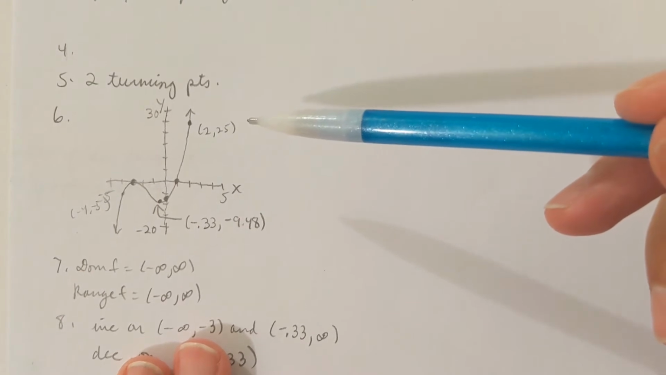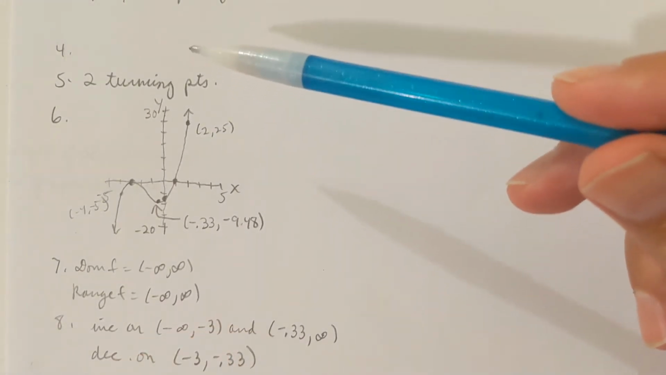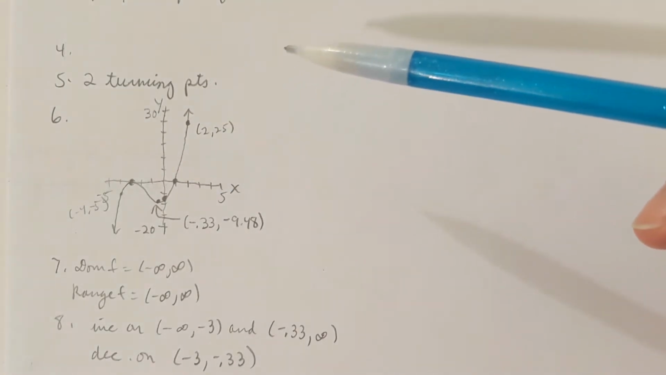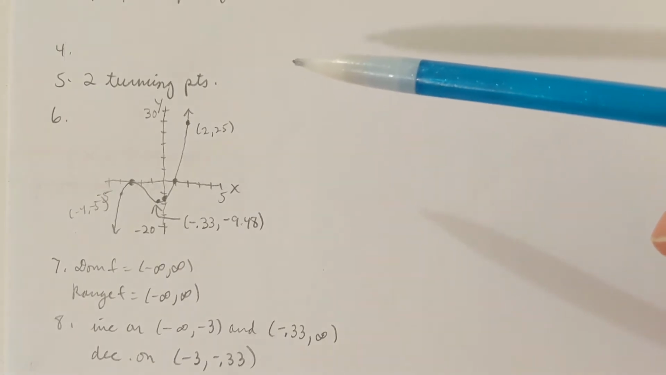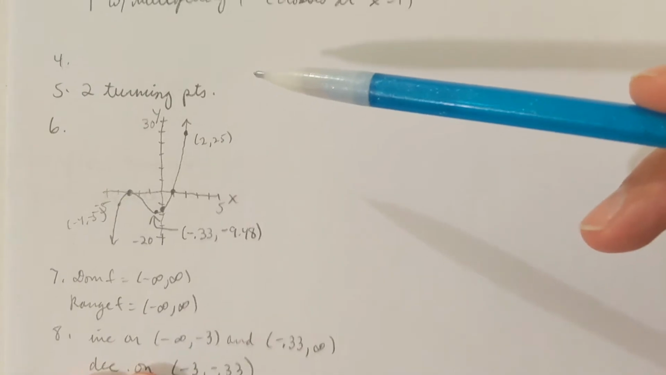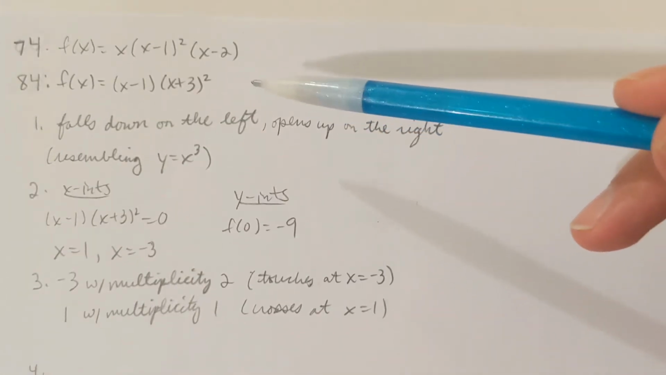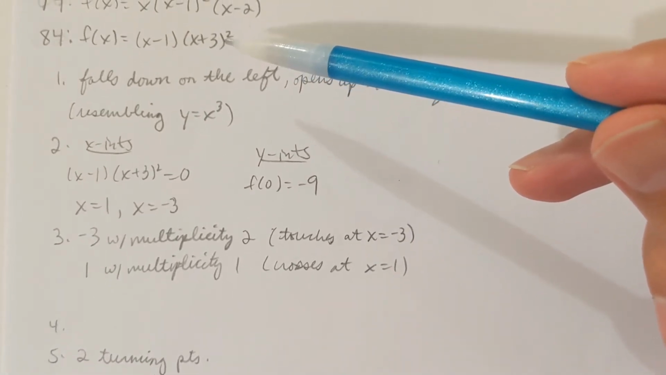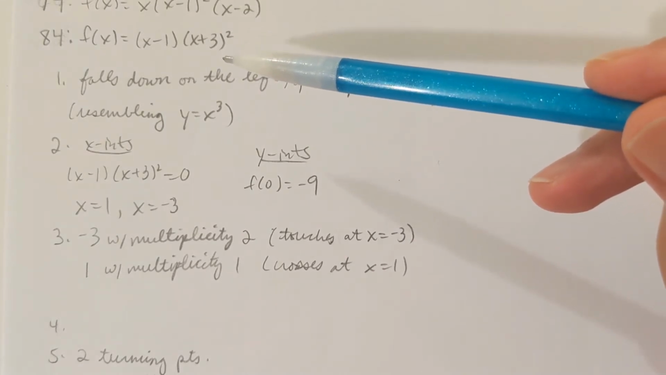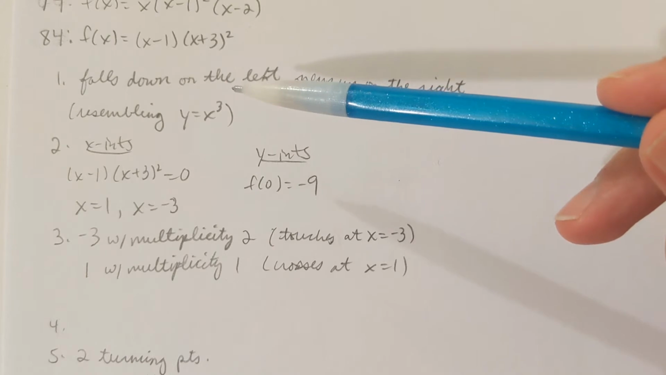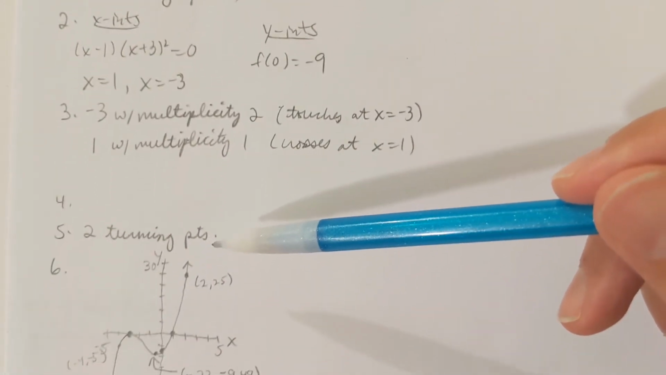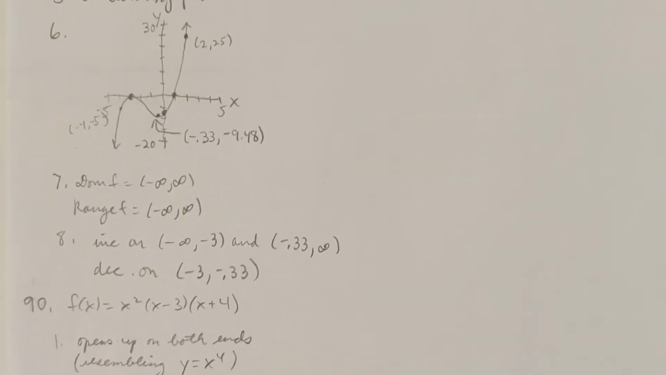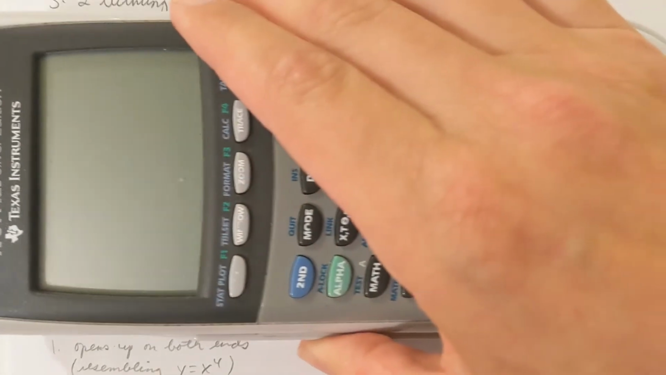Step 4, we'll hold off on step 4, we'll do that in step 6. Step 5, approximate the turning points of the graph for f of x. Okay, so I've got x times x squared, and there's a 1 in front of x cubed. So with there being a 1 in front of x cubed, I know that there's going to be at most 2 turning points. Okay, let's graph the function.